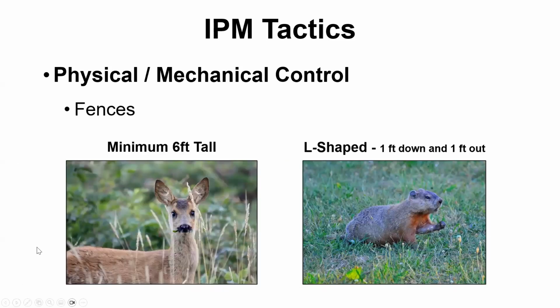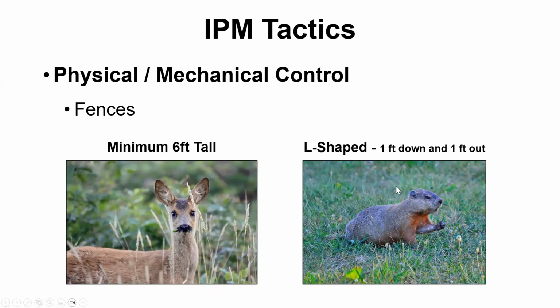So another is fences. Here are our favorite vertebrates to hate here in Orange County, right? So we have our deer. If you want to fence out a deer, you have to have a minimum 6-foot tall fence. You put a 4-foot fence in, you put a 5-foot fence up, and they'll jump right on over it.